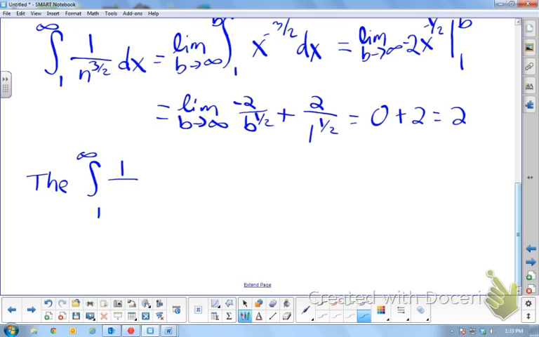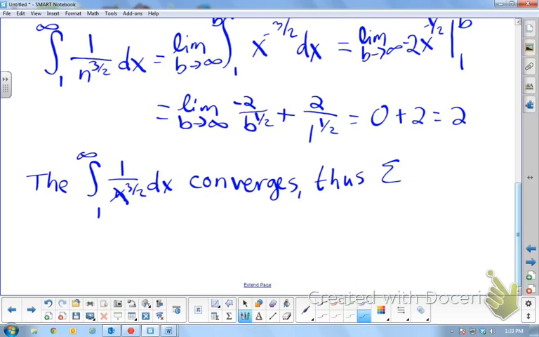So the integral, n dx, converges. Thus, the series converges. If one converges, so does the other. If one diverges, so does the other.